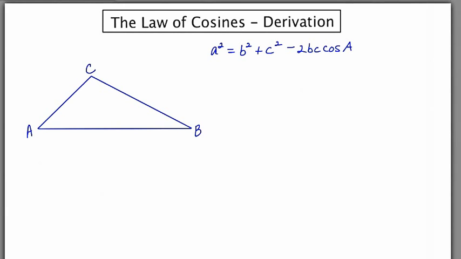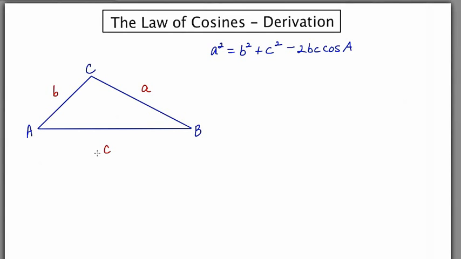In terms of labeling the triangle, I'm going to use the same scheme that I did with the law of sines. In the lower left, we have capital A for the angle. The side opposite it is going to be lowercase a. On the lower right, we've got capital B, and the side opposite it will be lowercase b. Across from capital C will be lowercase c.